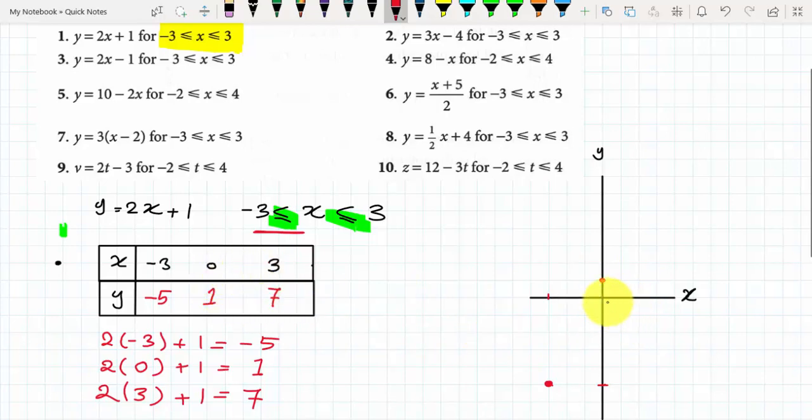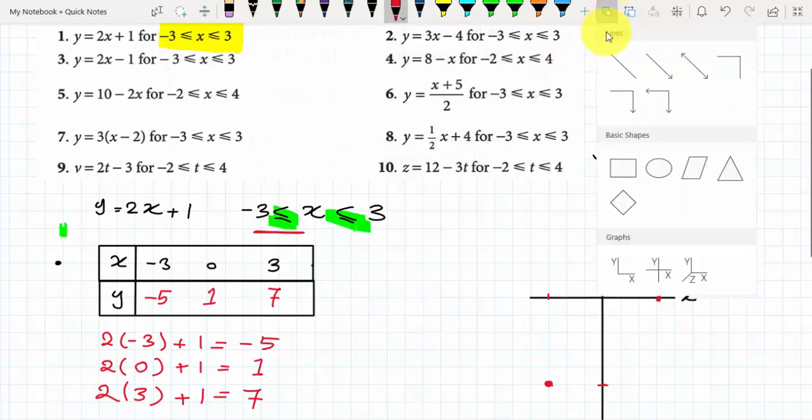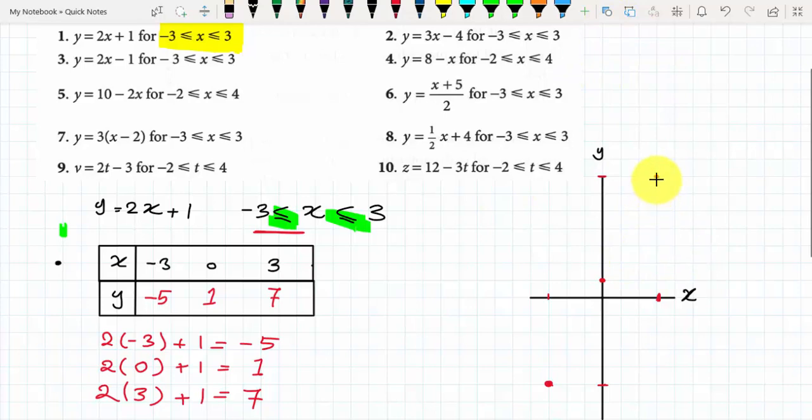And 3, 7. 3 on the x-axis is here. 1, 2, 3 is here. And 7 is here. 1, 2, 3, 4, 5, 6, 7 is right here. Between them is the point 3, 7. Now if we join these 3 points with a straight line, we see the graph of y equals 2x plus 1. So this is the graph. Question 1 done, and it's between -3 and 3 as the question wants.